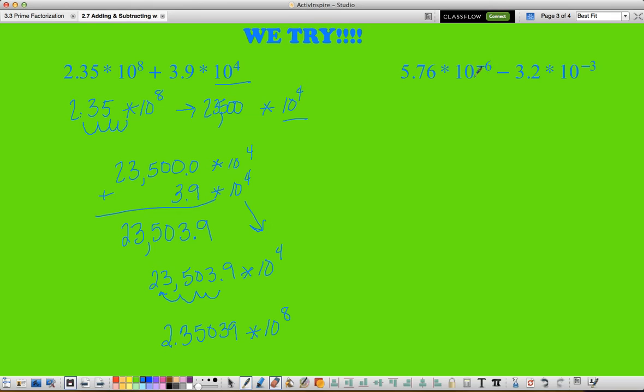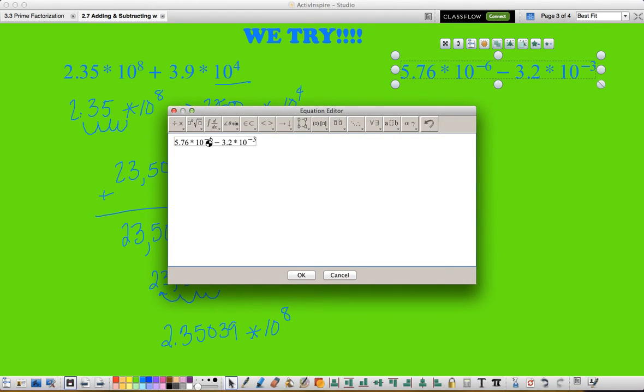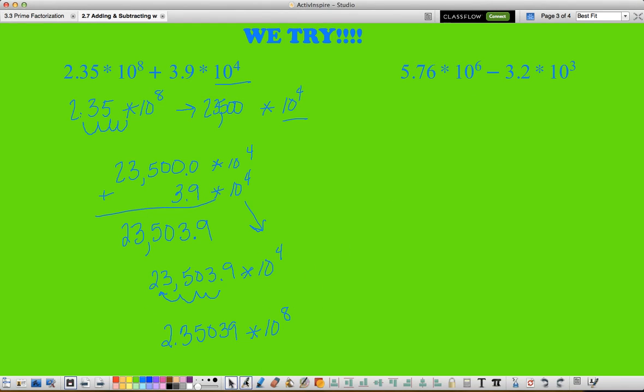All right, so here, now I have a -6 and a -3. Again, you want to make your smaller like your bigger. And actually, let's just stick with positive exponents for the time being to avoid confusion. So we're going to take our bigger and turn it into our smaller. So 5 and 76 hundredths times 10 to the 6th has to turn into something times 10 to the 3rd to match this one. So I move it 1, 2, 3 places. So I get 5,760 times 10 to the 3rd.